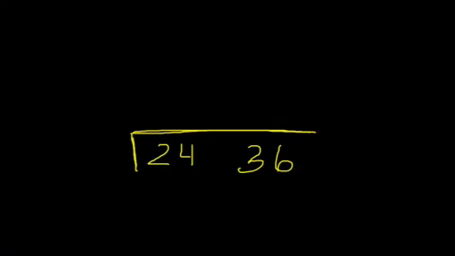Now, we already know that the greatest common factor, we just figured that out, is really 12. But let's say you didn't know that 12 went into those. Let's just say the first thing you could think of was 3. So you might put a 3 there. I do know 3 goes into both of those numbers. 24 divided by 3 is 8, and 36 divided by 3 is 12.